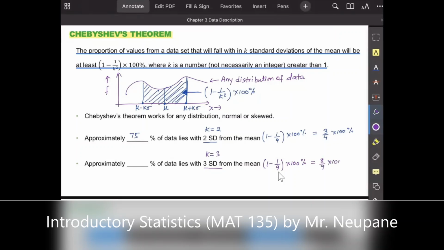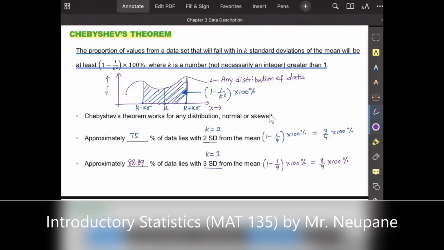Multiply that by 100%. Please do it in your calculator. First divide 8 by 9 and multiply by 100. What do you get? 88.8889. I'm just rounding to 2 decimals for now: 88.89%. So within 3 standard deviations, you have a minimum of 88.89% of the data.